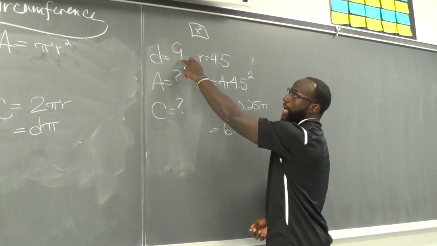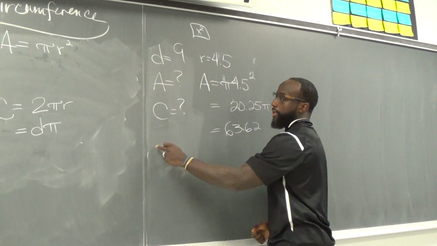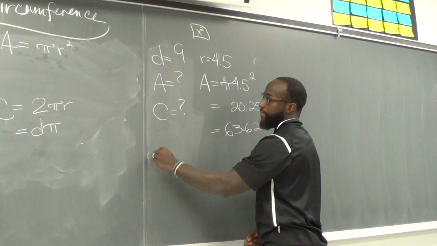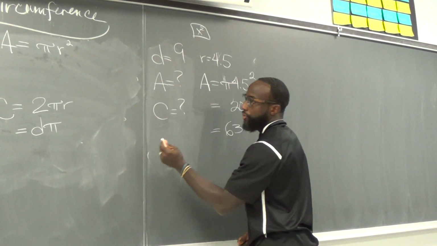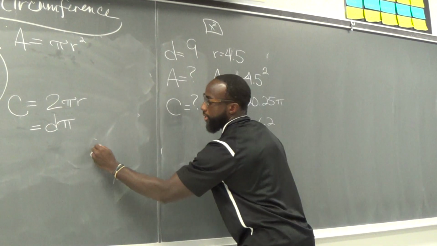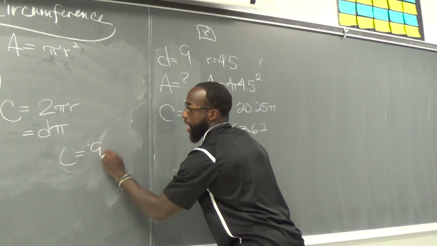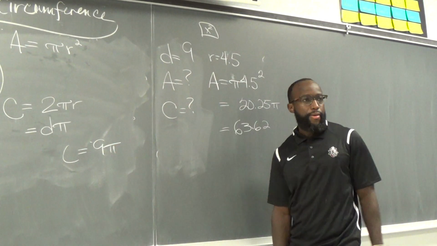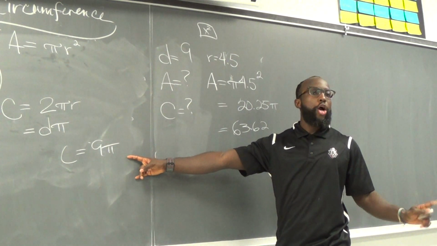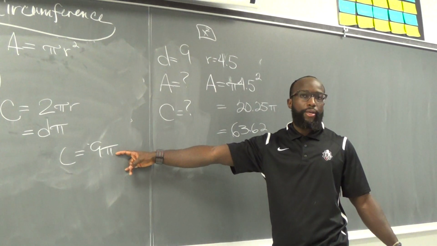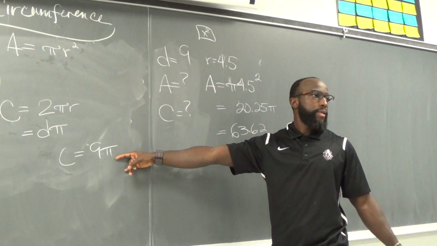Now, circumference. If we know that the diameter is 9 and the radius is 4.5, the circumference again is 2 pi r, right? So we can just do circumference equals 9 pi. That's it. That could be the circumference. Or multiply 9 times 3.14 times pi.